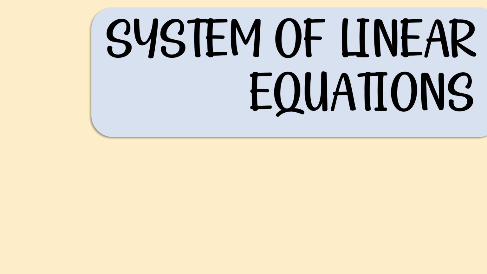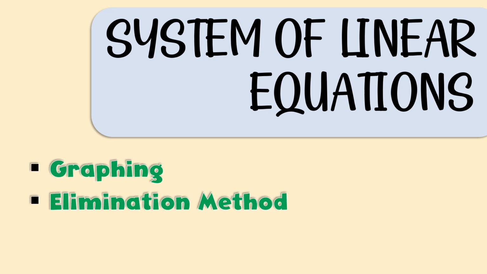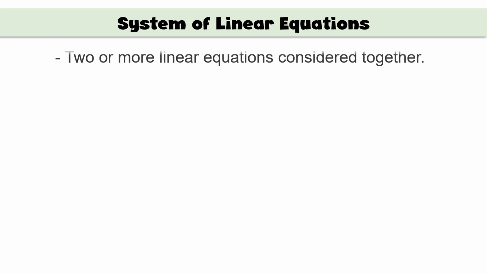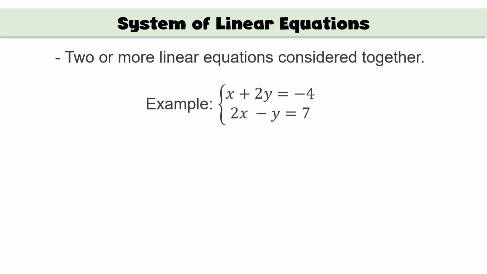In this video, we are going to discuss solving system of linear equations through graph, elimination method, and substitution method. System of linear equations are two or more linear equations considered together. For example, x plus 2y equals negative 4 and 2x minus y equals 7. This is how we write the system of linear equations.